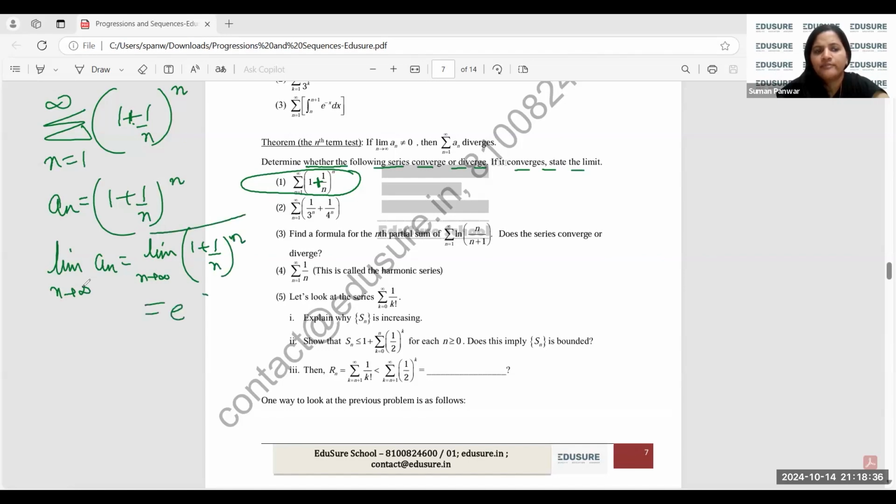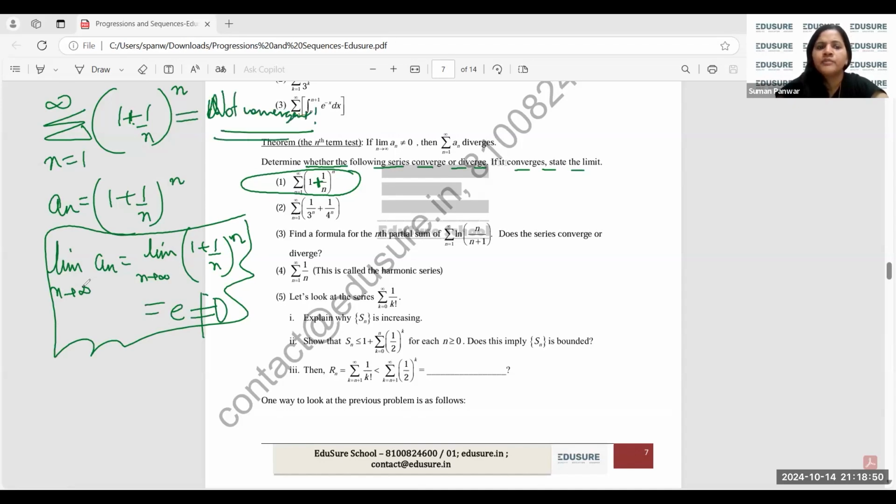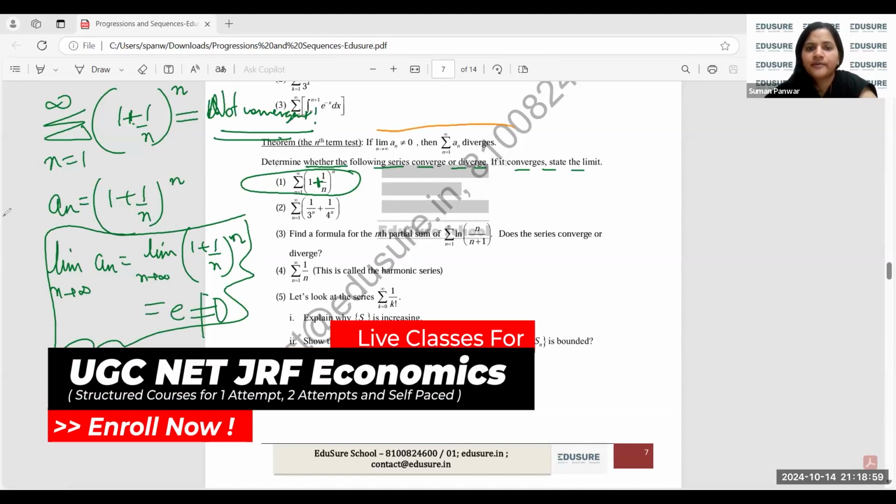We discussed it one more time before this question. This limit is e. So I already told you, if this limit is not equal to 0, this given series is not convergent. In fact, divergent. Okay. So this is the beauty of the nth term test or the divergence test, the first test which we had discussed today.